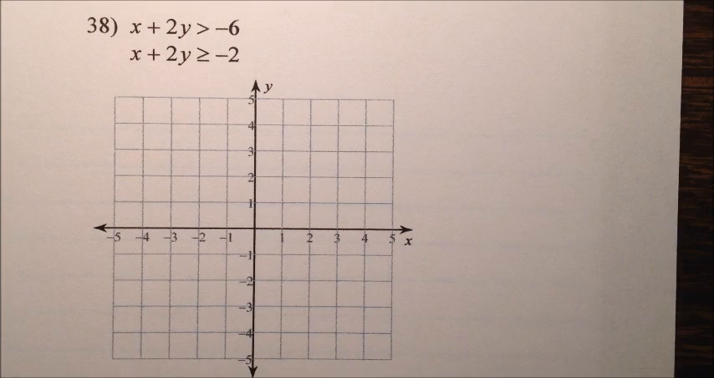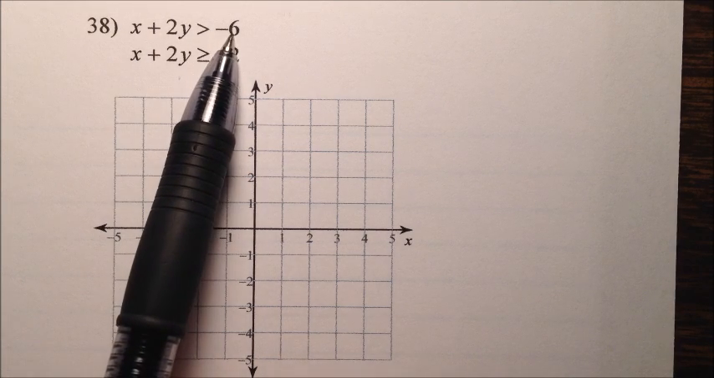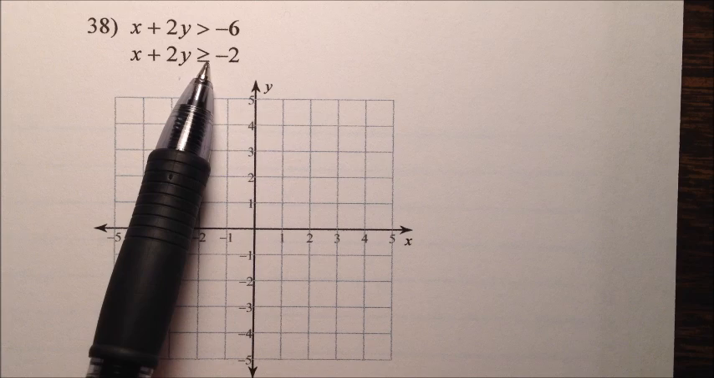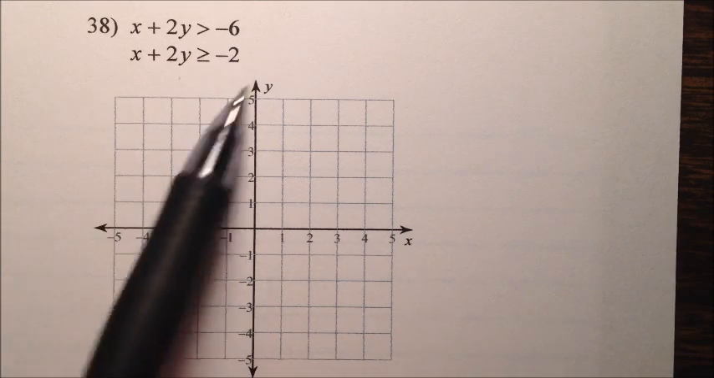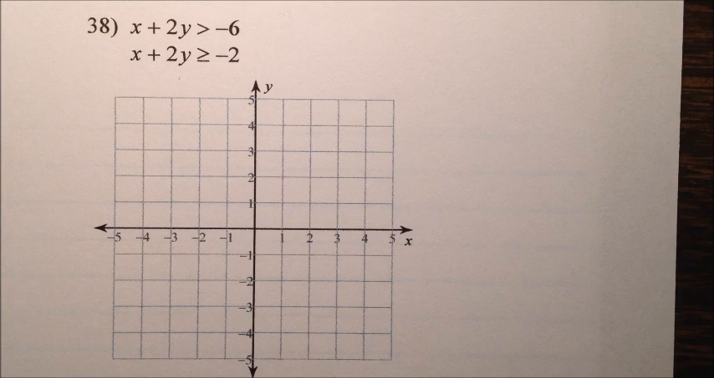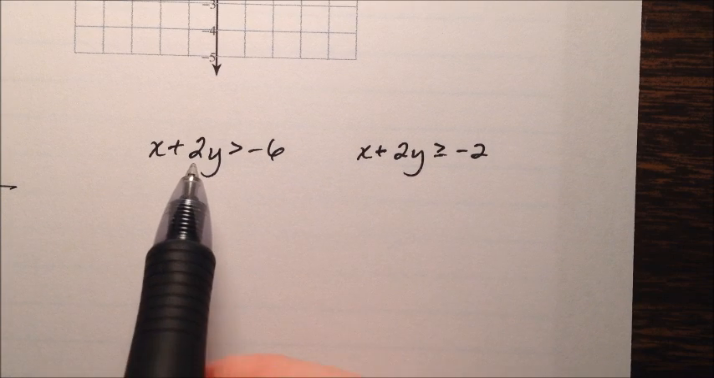Here we go with number 38, and this is the last one in this section. So we've got two lines here, x plus 2y is greater than negative 6, and x plus 2y is greater than or equal to negative 2. So because neither one of these equations is in slope-intercept form, we need to put it in slope-intercept form before we can graph it. So I've rewritten it down here, and let's work both of them real quick.